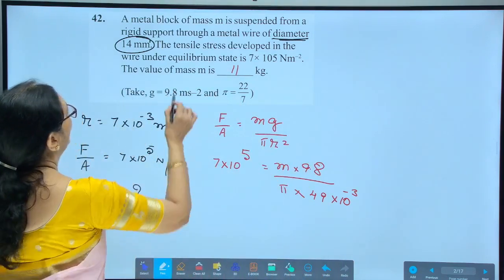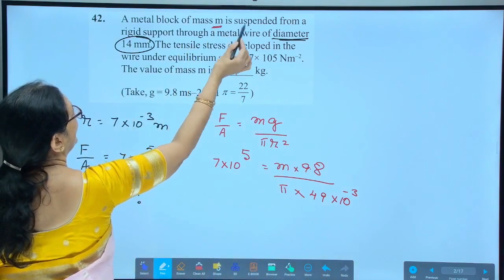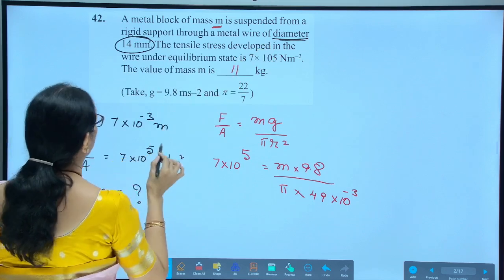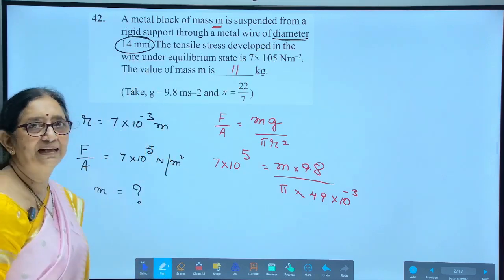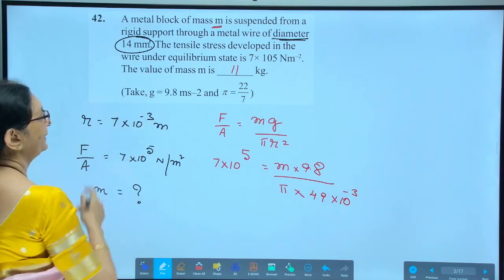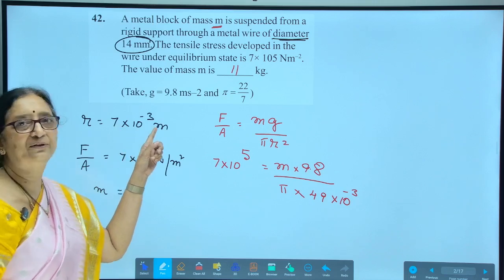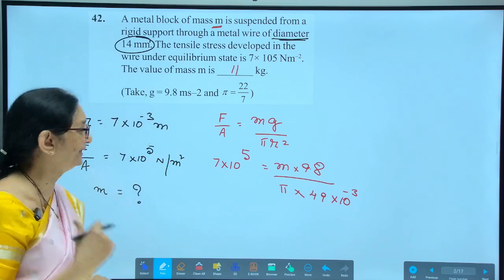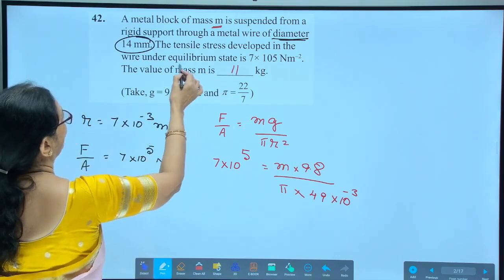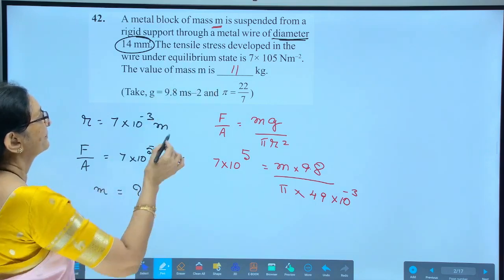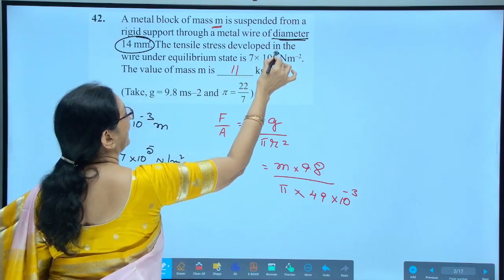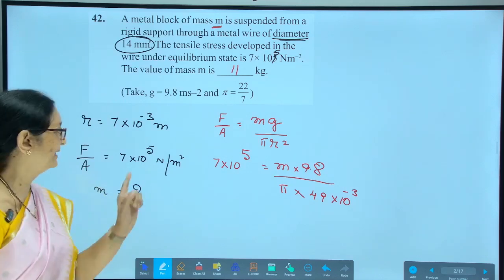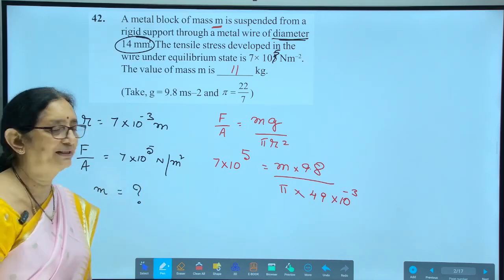Read the problem. A metal block of mass m is suspended from a rigid support through a metal wire of diameter 14 millimeters. So, radius is half of it, that is 7 millimeters. Millimeter is converted into meters, so 7 into 10 power minus 3 meters. Tensile stress, force per unit area. The tensile stress developed in equilibrium state is 7 into 10 power 5 Newton per meter square.